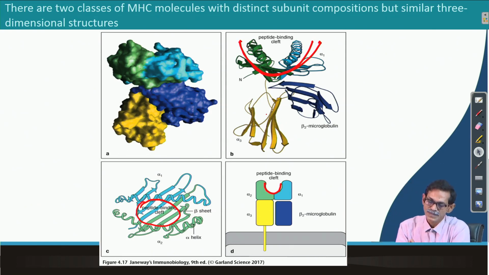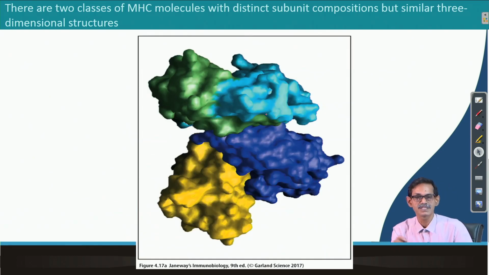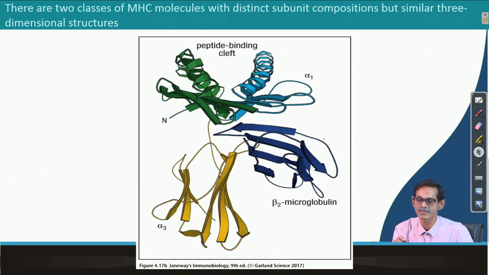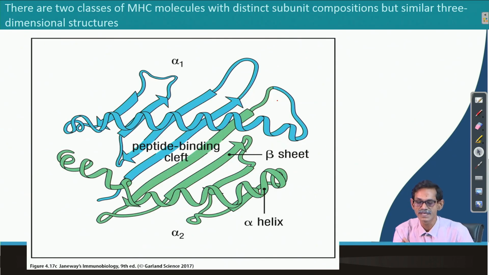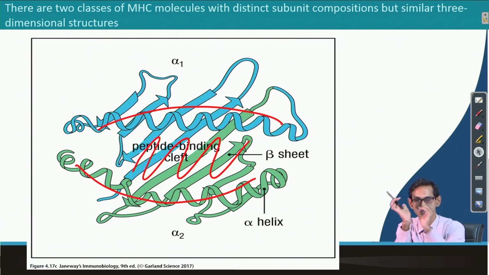Now if I look one by one, this is the spatial model, and you see the different domains have different colors. This is the peptide plate. These two are alpha helix, and the rest, the flat portion of the plate, is beta sheet. This is the same picture I showed before. This is an alpha helix, the flat portion is the beta sheet, and this is another alpha helix. So two alpha helices and the beta sheet make the plate.